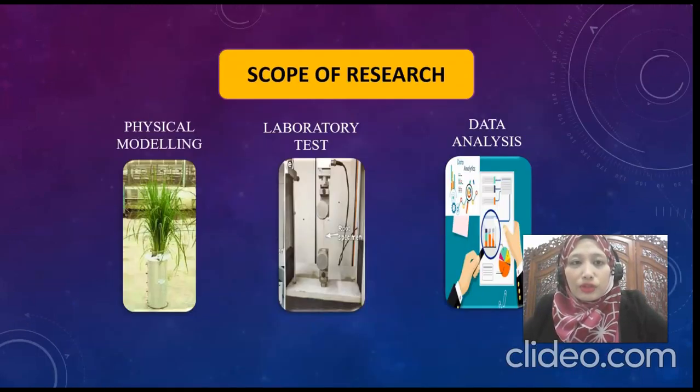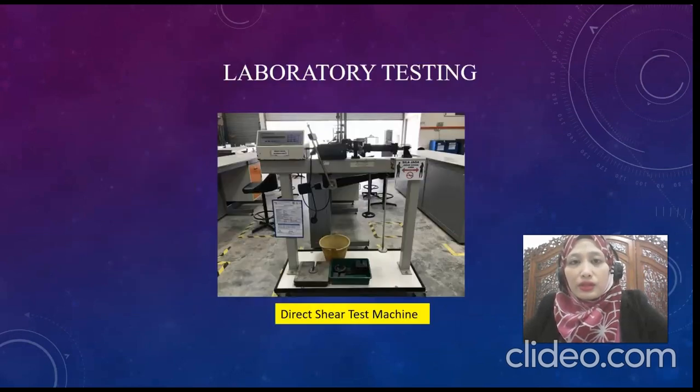Okay, this is the research methodology. The first one is the physical modeling, the second is the lab test, and the last one is data analysis. Okay, this is the lab test that was applied in order to measure the strength of the Vetiver roots.